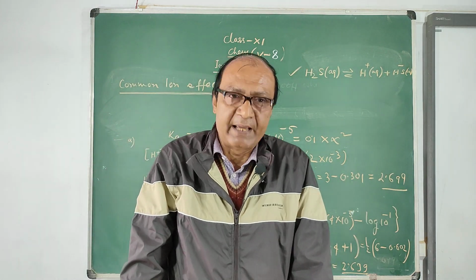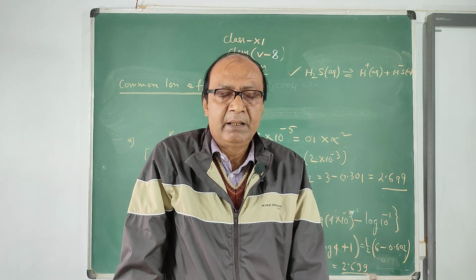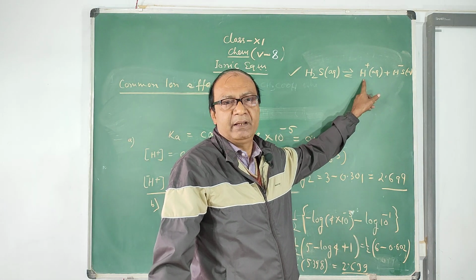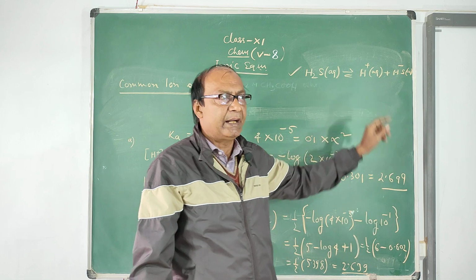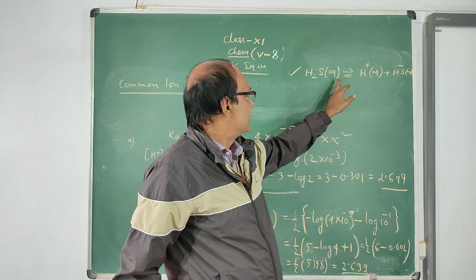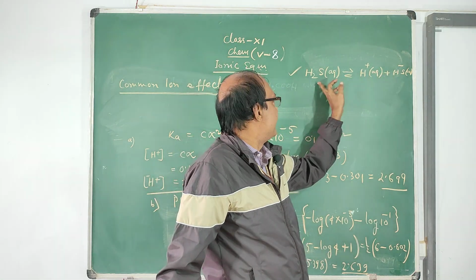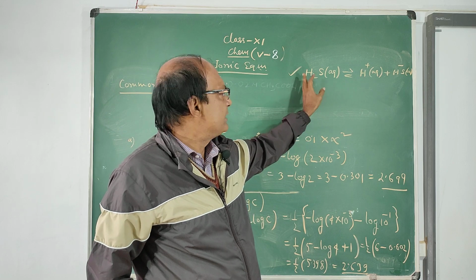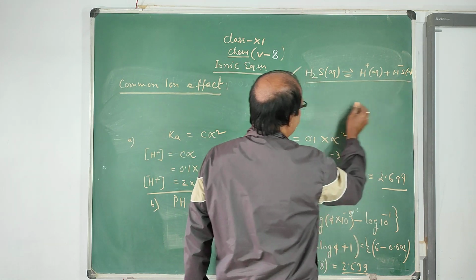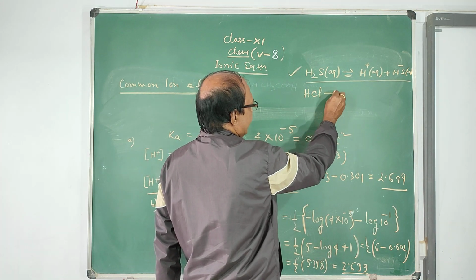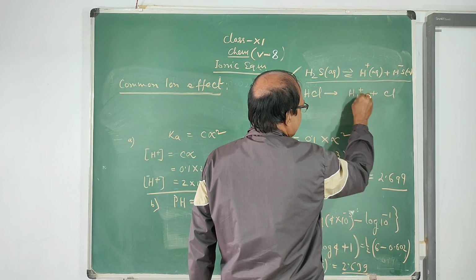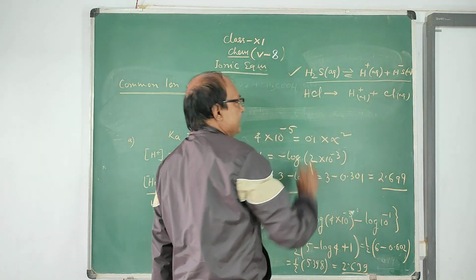Practically, hydrogen sulfide is a gas. When it dissolves in water, it furnishes hydrogen ion, and so the nature of hydrogen sulfide is acidic. The HS- negative ion is the conjugate base of the acid H2S. So it's a very weak electrolyte. In aqueous medium, you are adding hydrochloric acid to it, which forms H+ and Cl-, aqueous.